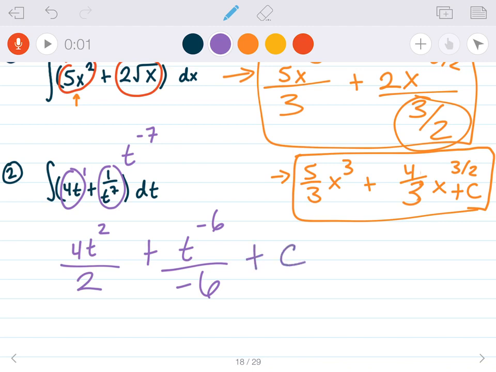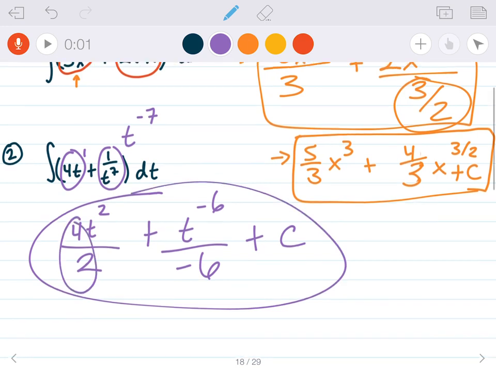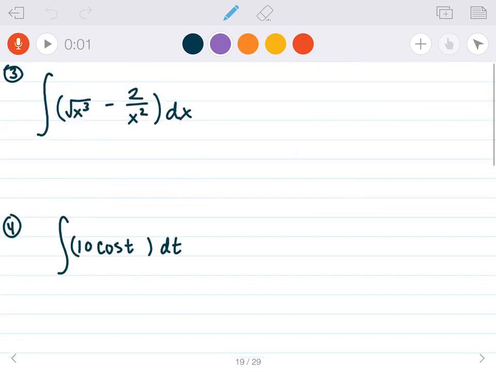Don't forget the plus c. And again, you can simplify if you want. Like this could simplify to 2. That's fine, but I'm going to leave it because I'm lazy. So that's my answer. All right, let's go ahead and do this.